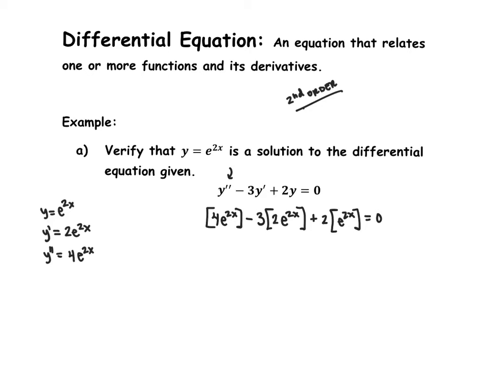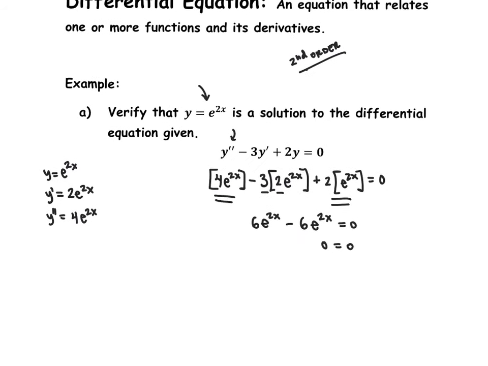Okay, so let's look at this. We've got 4e to the 2x's. I've got 2e to the 2x's, so that would be 6e to the 2x's, minus 3 times 2e to the 2x's, which would again be 6e to the 2x. Therefore, we have shown that e to the 2x is a solution to the differential equation. Now that does not mean it's the only solution to the differential equation. It just means it is a solution.